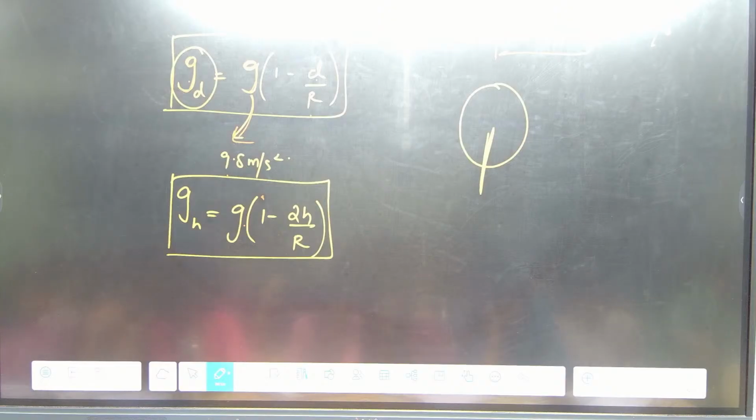Okay, write on the first point. Earth rotates about its axis. Because of this, effective gravity becomes less, or decreases.